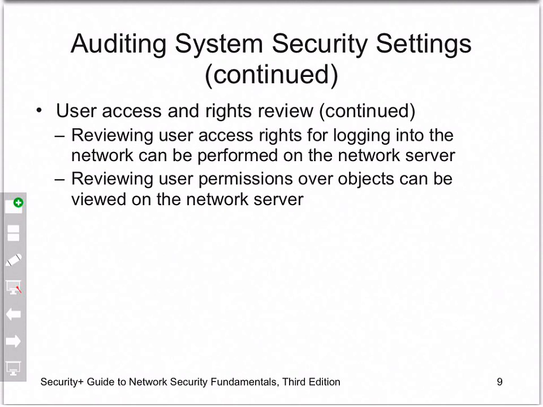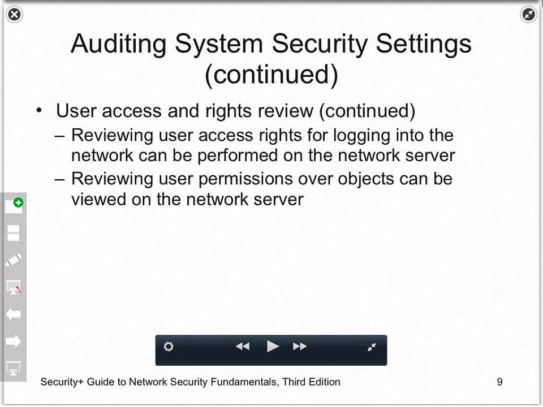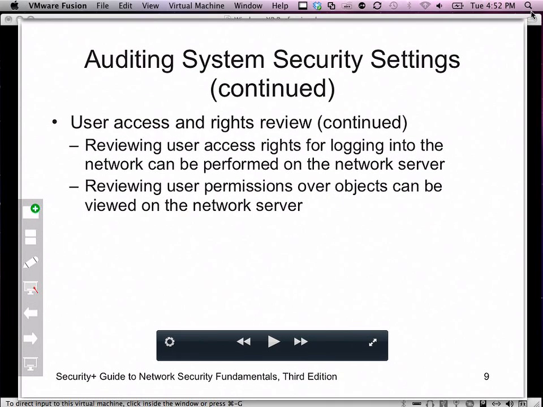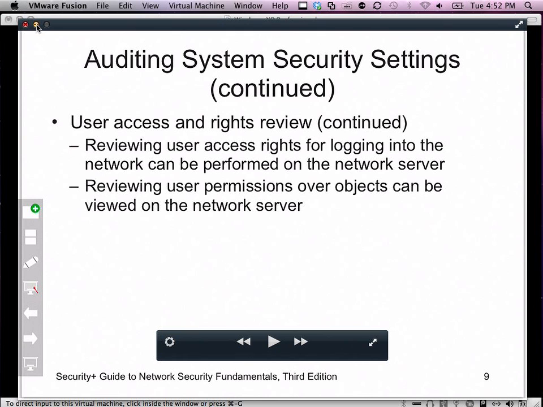Now on accessing security systems, basically this one just goes on to review the logs. Rights for logging in to a network can be reviewed. Also reviewing user permissions over objects on the network, like folders, servers, things of that nature. Okay, let me go ahead and switch gears and go to the computer and I'm going to look at Event Viewer, and then we'll look at GPO Editor.